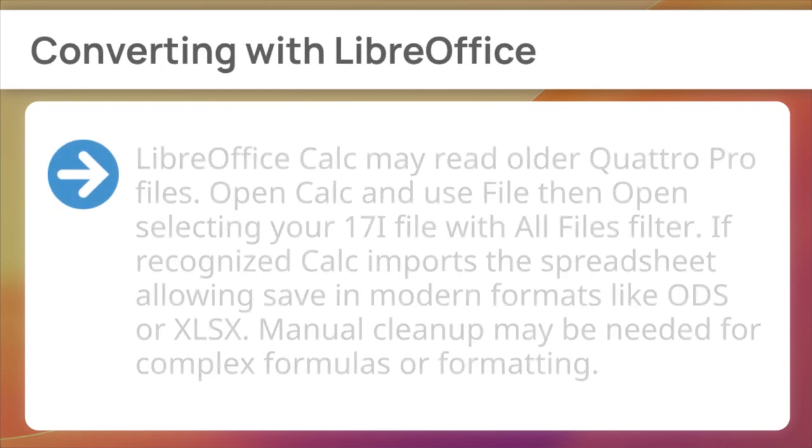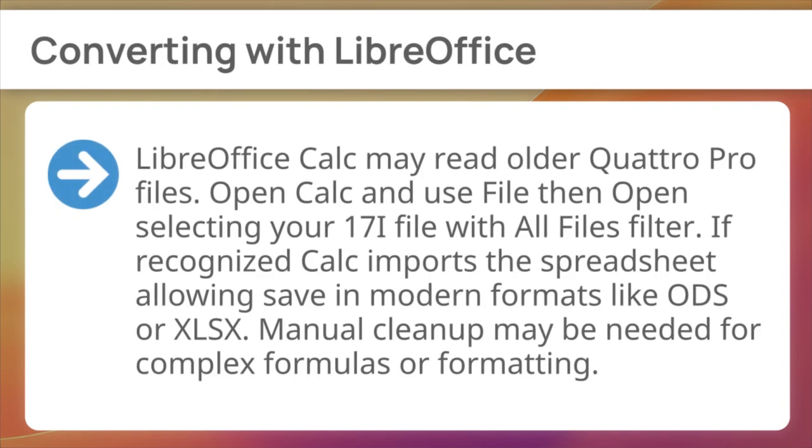Next, converting with LibreOffice. LibreOffice Calc may read older Quattro Pro files. Open Calc and use File, then Open, selecting your 1.7i file with the All Files filter. If recognized, Calc imports the spreadsheet, allowing save in modern formats like ODS or XLSX. Manual cleanup may be needed for complex formulas or formatting.